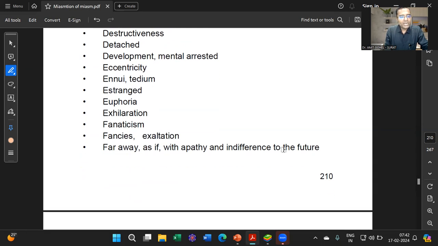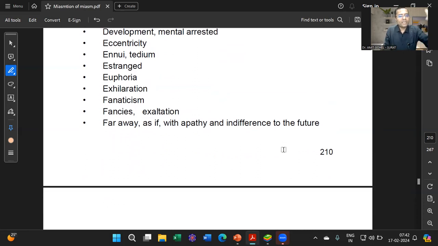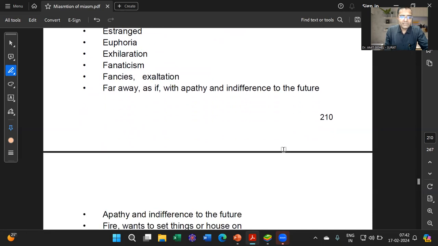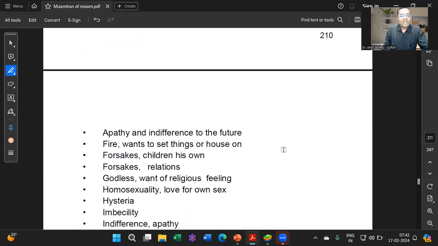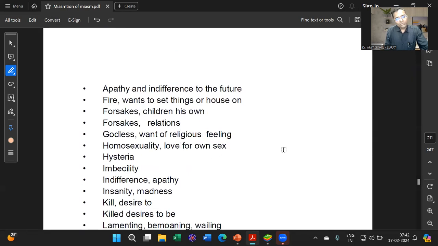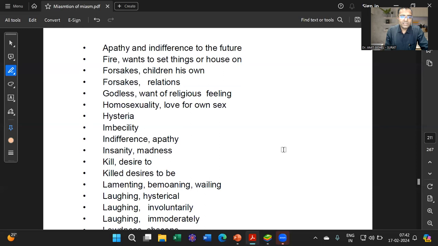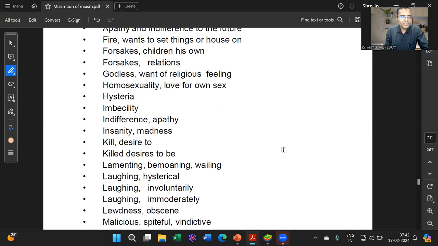Eccentricity, ennui, estranged from things, euphoria going into exaggerations, exhilaration, fanaticism, fancies, exaltation of, far away as if, with apathy and indifferent to the future is a rubric for Syphilinum. Apathy, indifferent to the future, apathy to everything, indifferent to pleasure, these are syphilitic in nature. Fire: wants to set things or the house on fire, this is destruction, syphilis. Forsaken his own children, forsaken the relationship, that is syphilitic in nature.